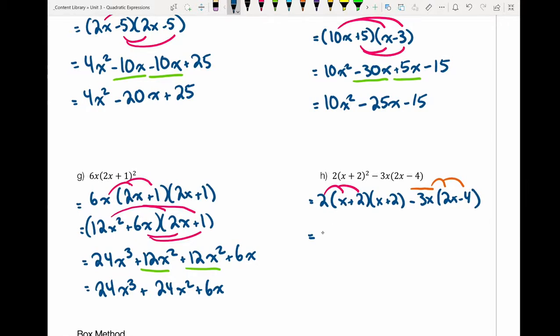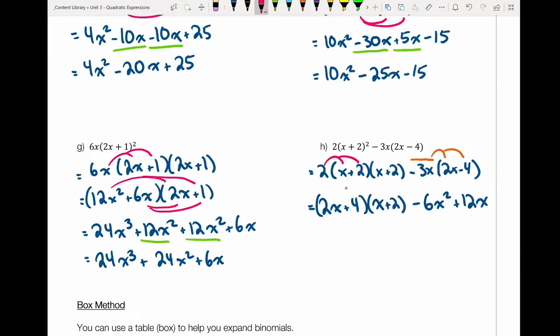So 2 times x is 2x, 2 times 2 is 4. So that is all going to be multiplied by x plus 2. And then when we expand the last, negative 3x times 2x is negative 6x squared, and negative 3 times negative 4 is positive 12, and then the x, so 12x.